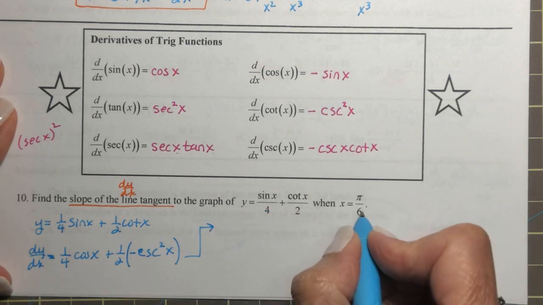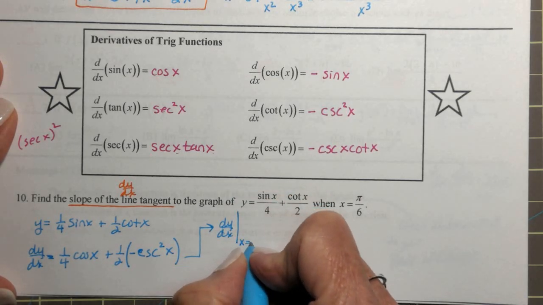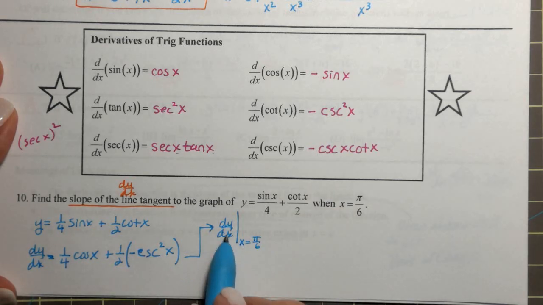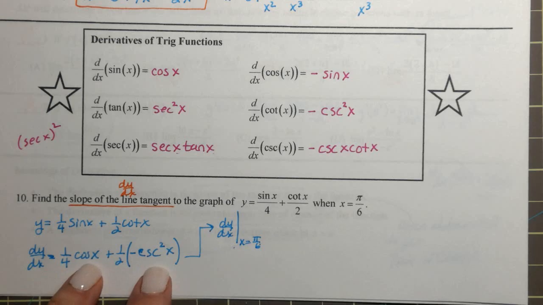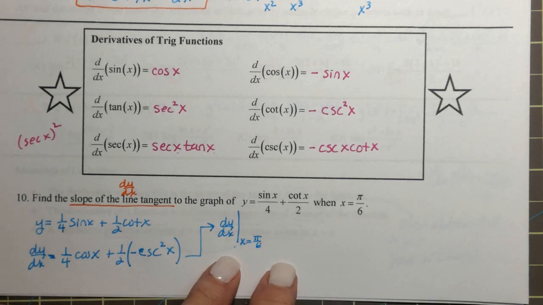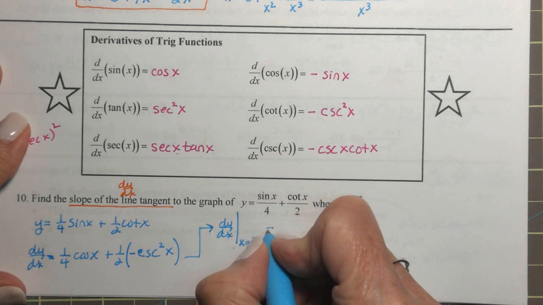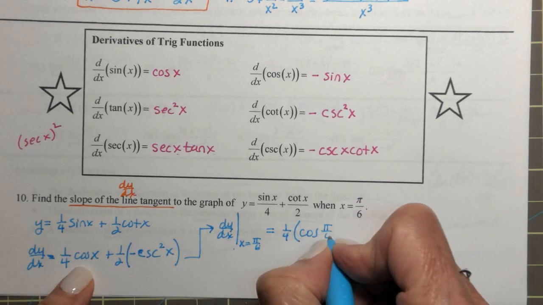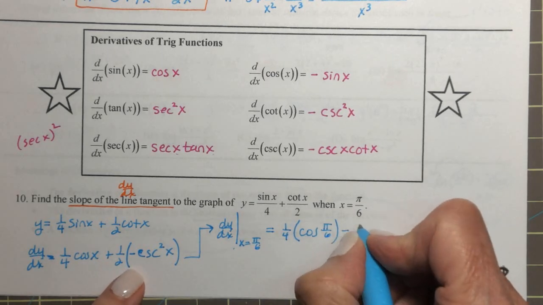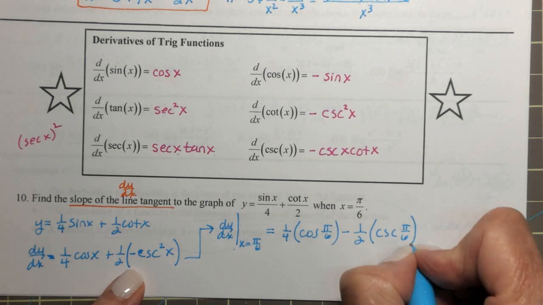Now I am plugging in pi over 6 for x. And I'm writing what I'm doing. The dy dx at x equals pi over 6. You don't want to put an equal sign here because this is not going to equal that with pi over 6 plugged in for x. So you want a new dy dx at x is equal to pi over 6 is equal to 1/4 cosine pi over 6 minus 1/2 cosecant pi over 6 squared.